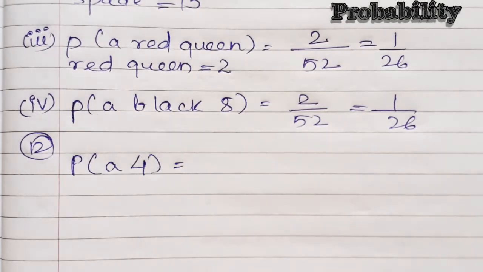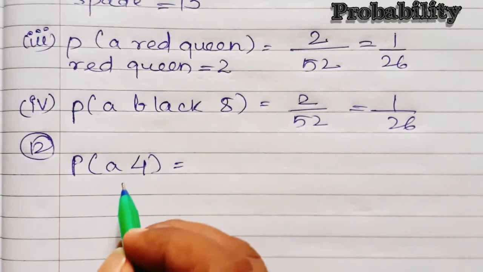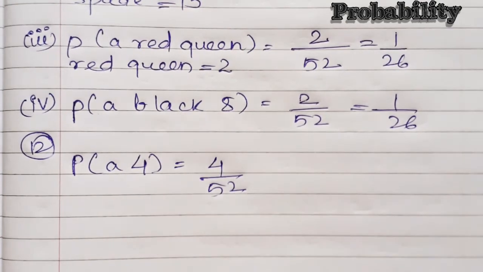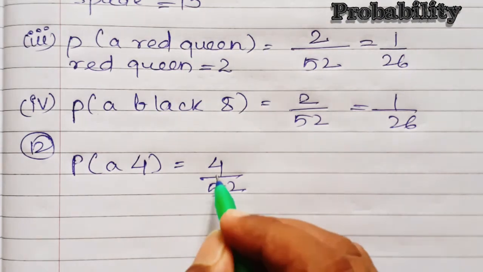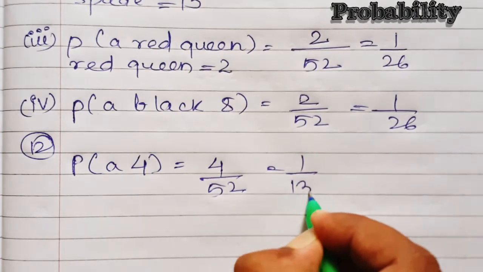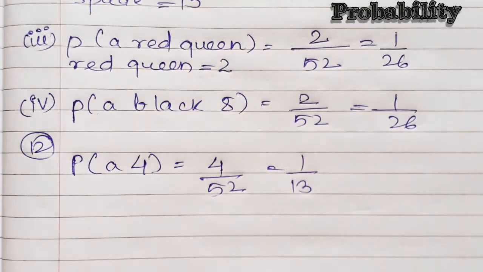So if you look at 4 shapes, the 4s will be a total of 4 upon 52. How? So look, how did the 4 come? Spade will be having a 4, diamond will be having a 4, club will be having a 4, as well as hearts will also be having a 4. So how many 4s are there in total? 4 4s are there. So it will be 1 upon 13 if I do the cancellation.